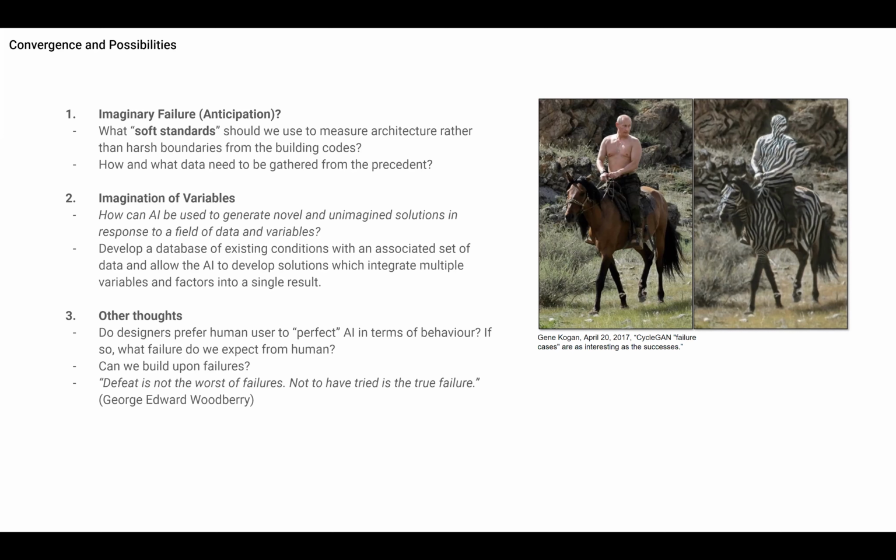So another possible project prompt is thinking about this imagination of variables. How can AI be used to generate novel and unimagined solutions in response to a field of data and variables? A process might be developing a database of existing conditions and associating that with a set of data, and allowing the AI to sort through these things and develop solutions which combine all of these variables into a single novel or unimagined result.